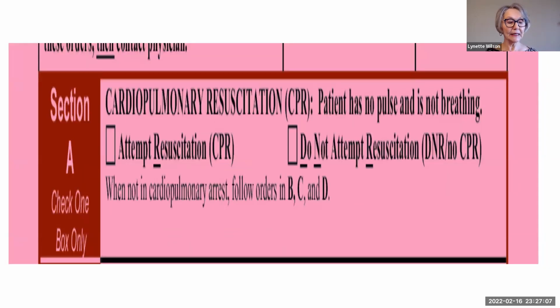This is Section A. It has red around it because Section A and B both have some red because they are the first areas that if there's an emergency or if EMS is called, they would look at. And Section A deals with cardiopulmonary resuscitation or CPR. Again, this applies only if the patient has no pulse and is not breathing. And attempt CPR or do not attempt CPR. So this part is pretty much a duplicate of the DNR form.